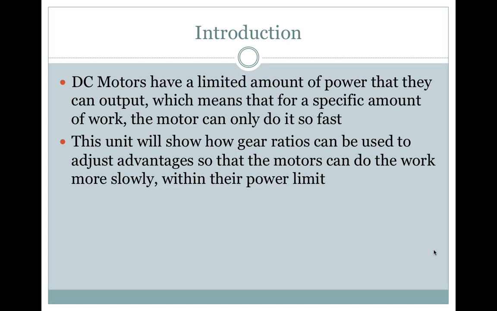Introduction. DC motors have a limited amount of power that they can output, which means that for a specific amount of work, the motor can only do it so fast. This unit will show how gear ratios can be used to adjust advantages so that the motors can do the work more slowly within their power limit.